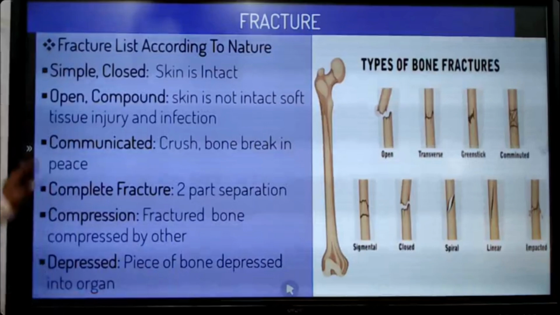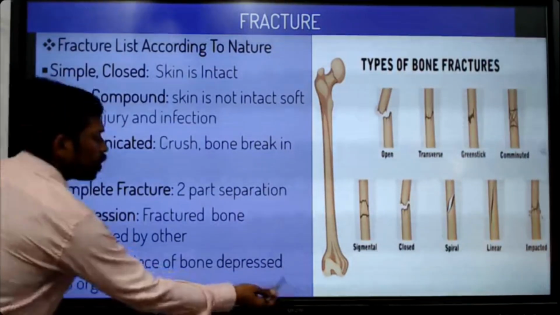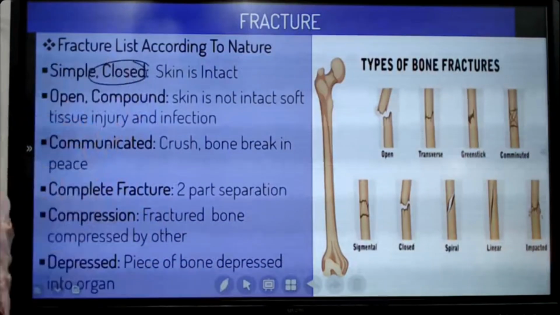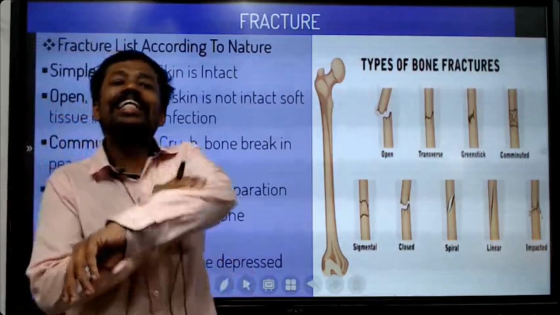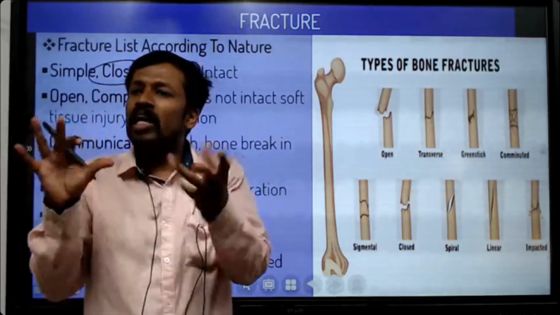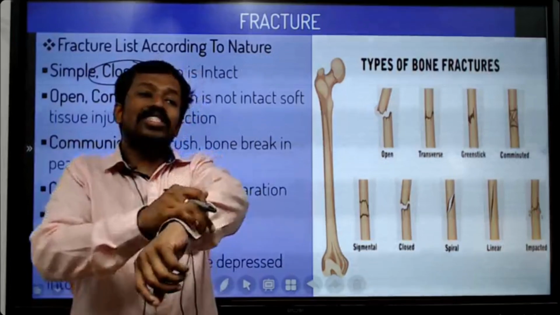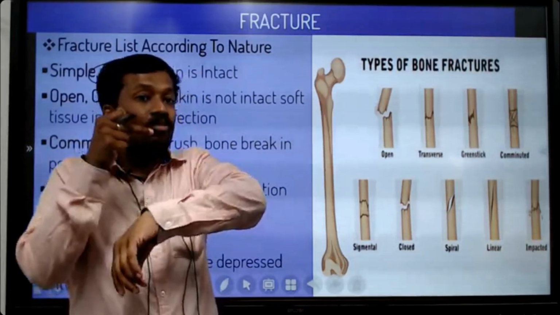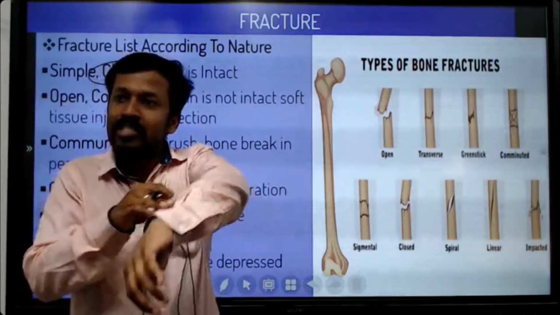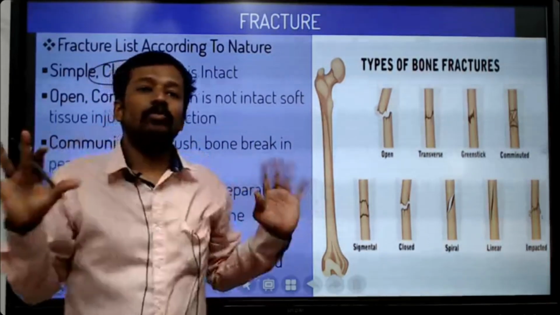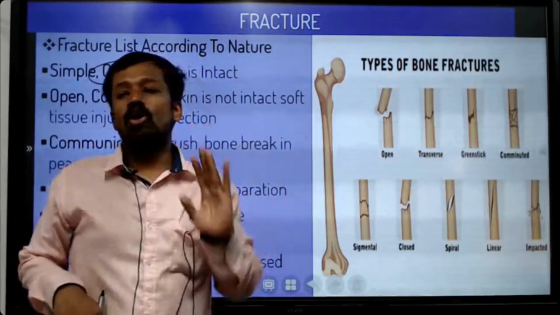So first one is simple fracture, or we can say closed fracture. Simple or closed, and skin is intact. The skin has not opened. The fracture has happened locally, but the skin has not opened yet. That is called simple fracture or closed fracture.